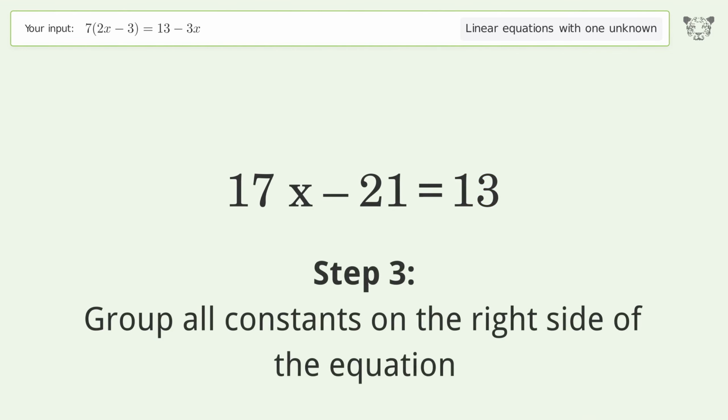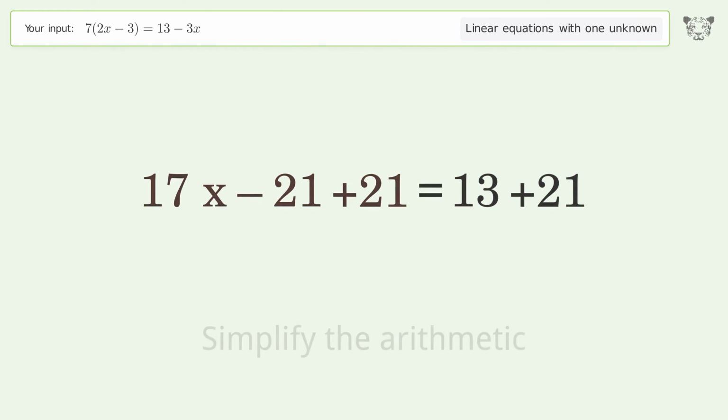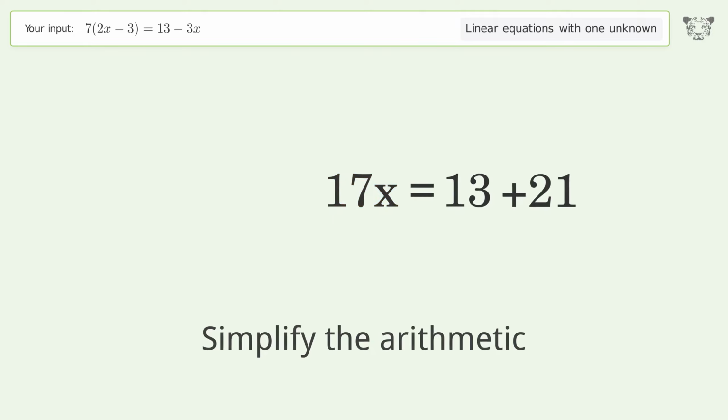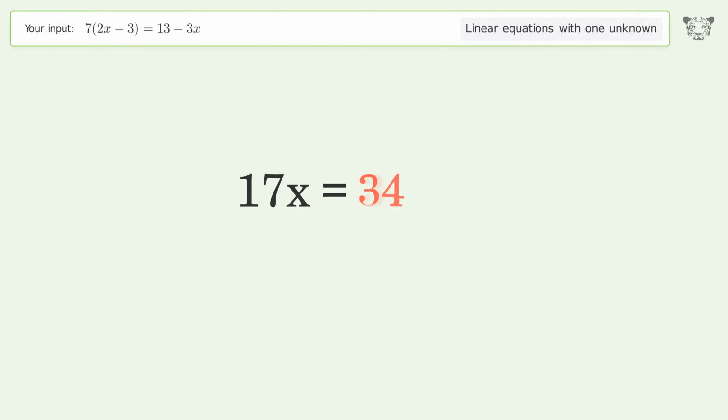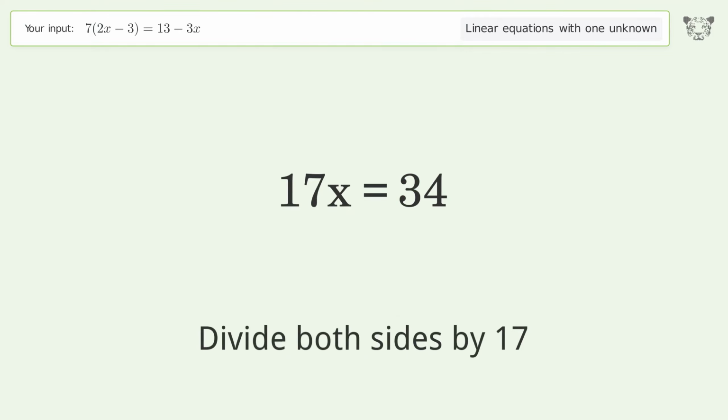Group all constants on the right side of the equation. Add 21 to both sides. Simplify the arithmetic. Isolate the x. Divide both sides by 17.